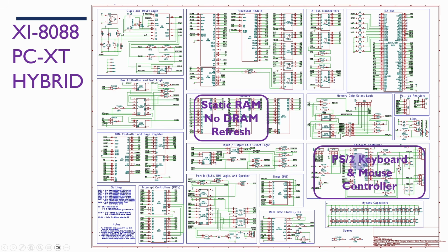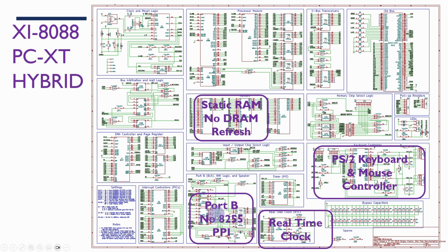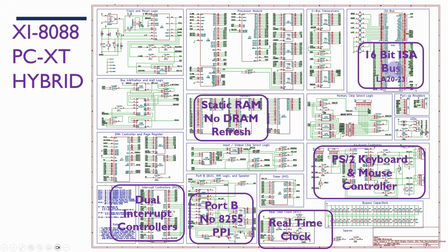It also included a PS2 compatible keyboard and mouse controller, made it a lot easier to integrate with modern keyboards and mice. Included a real-time clock that was first introduced in the PC-AT, had a simplified port B rather than the 8255 parallel peripheral interface. It had dual interrupt controllers so that you could have the mouse and network adapters, for example. It also included some aspects of the 16-bit ISA bus for certain ISA cards.